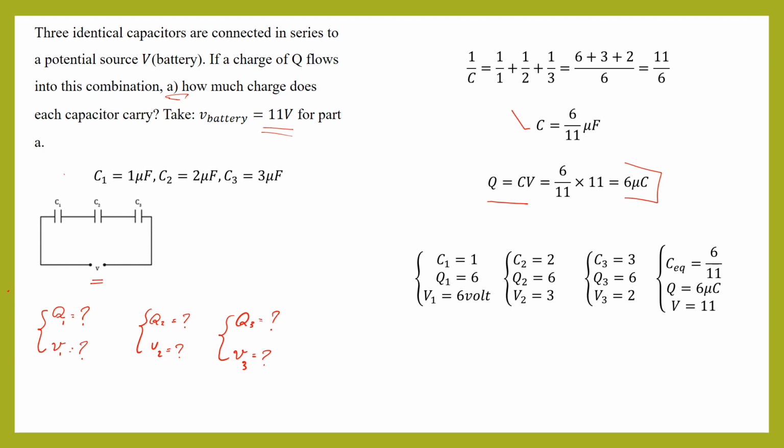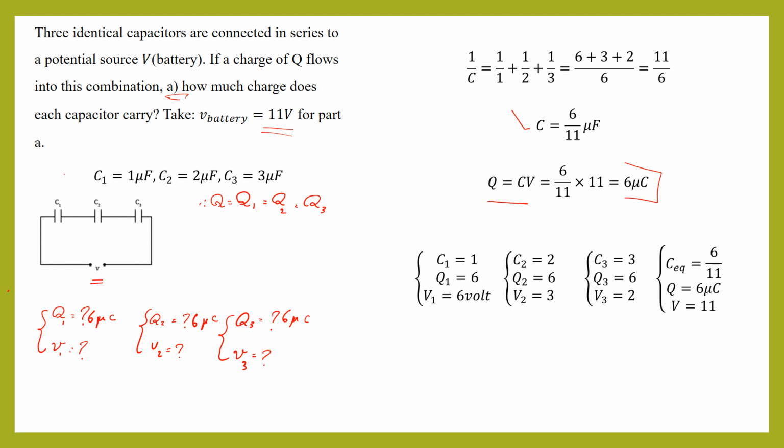Okay, how is it possible, everybody? We got Q total in the circuit as 6, and the capacitors are connected in series. What does this mean, everybody? According to our discussion, once capacitors are connected in series, Q total equals Q1 equals Q2 equals Q3. Therefore, this is 6 microcoulomb, this is also 6 micro, and this is also 6 micro.